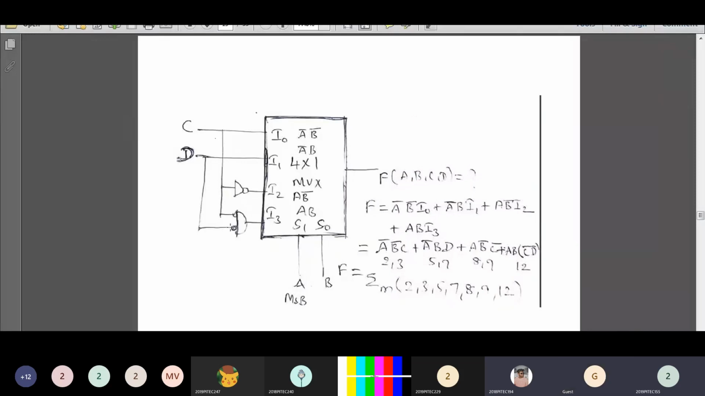The input of the NAND gate is C D, so the output will be C bar D bar.